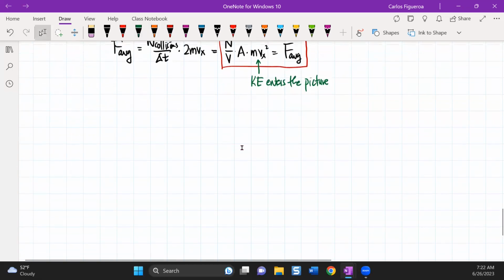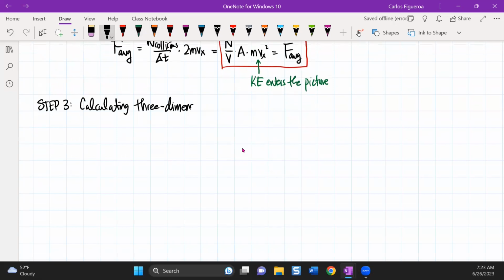Now, we're in our final step here. We got to deal with that velocity. So here is step 3. Calculating 3-dimensional speeds. Okay. And now we're headed towards the RMS speed.